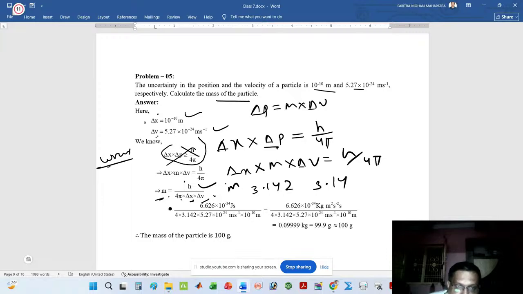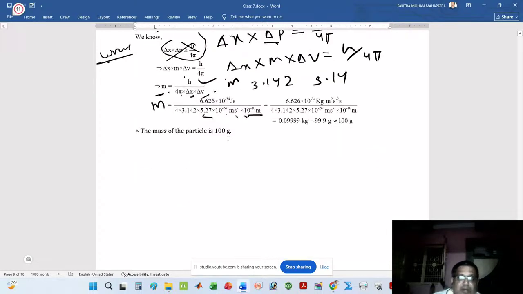So now I can write mass equal to 6.626 into 10 to the minus 34 joule second, divided by 4 into 3.142 into 5.27 into 10 to the minus 24 meter per second, that is del v. Sorry, here del x means 10 to the minus 10 meter.